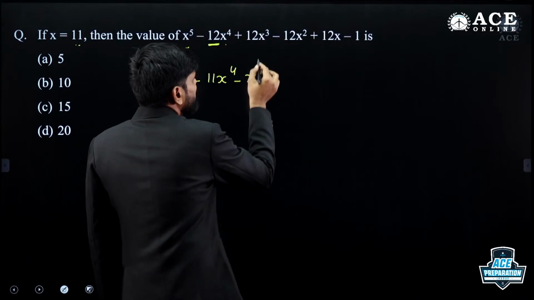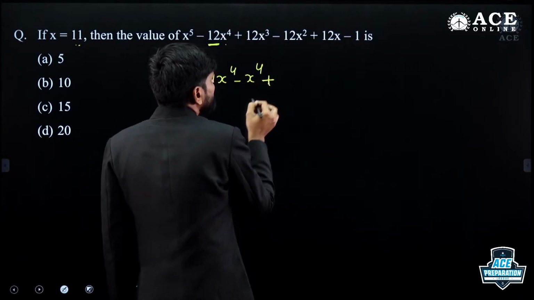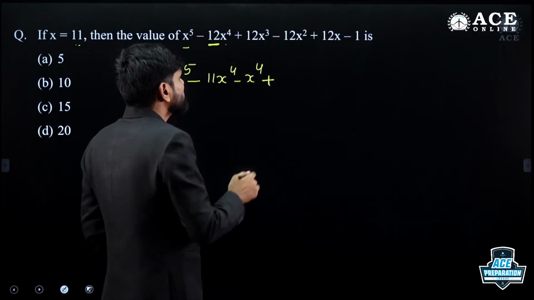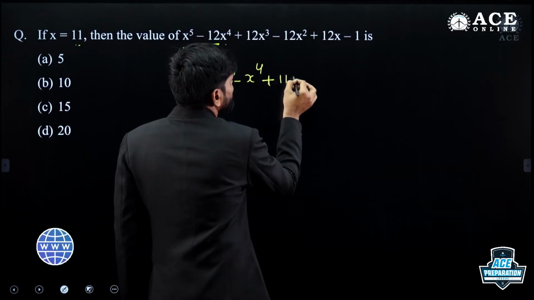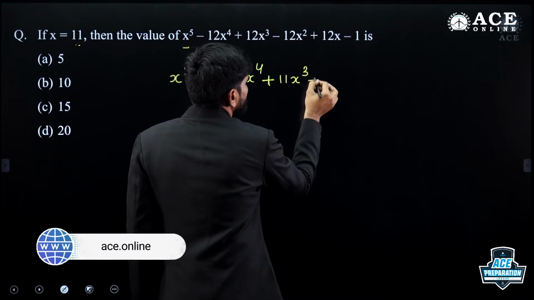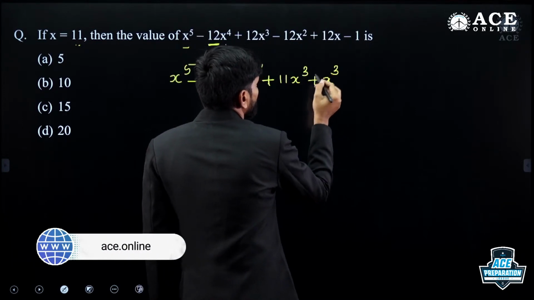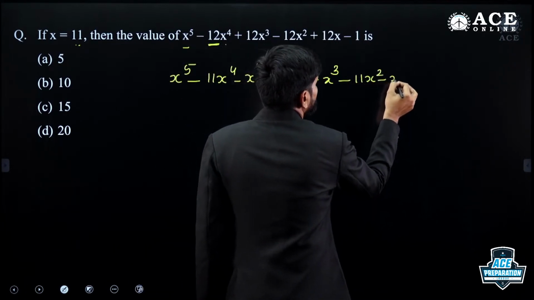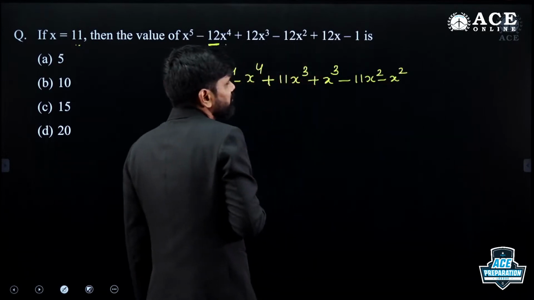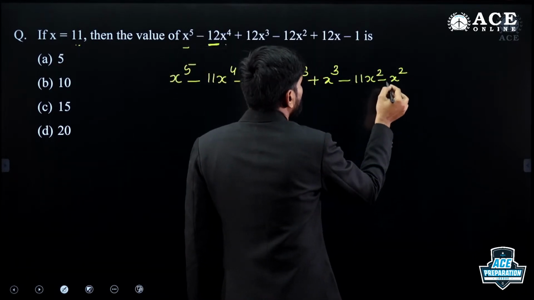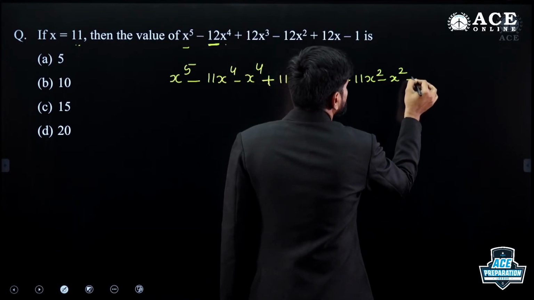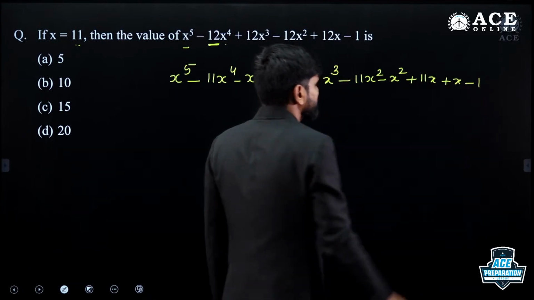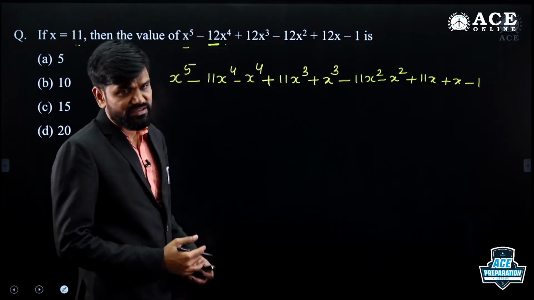Next, plus this will give you how much? Plus 12x cube minus 12x square. So this can be written as plus 11x cube plus x cube. Next it will be minus 11x square minus x square, right? I can take this as common, right? Plus 11x plus x minus 1. Why should I write it like this?